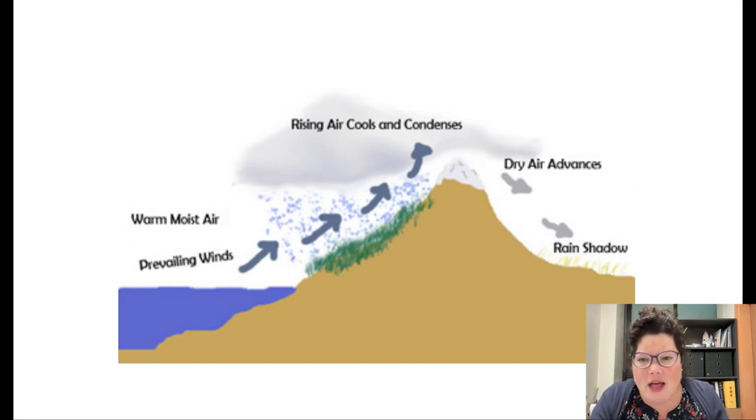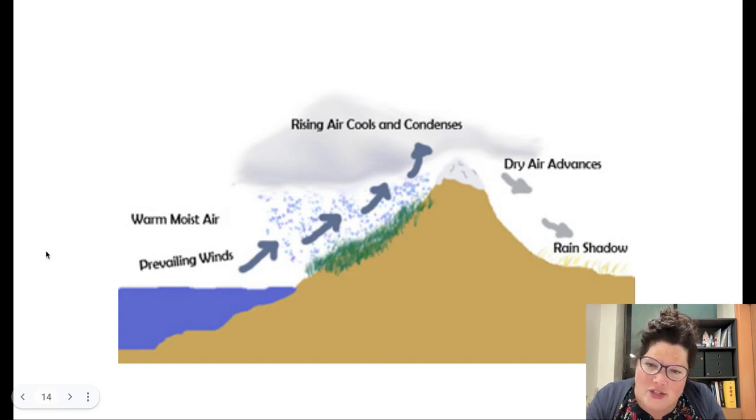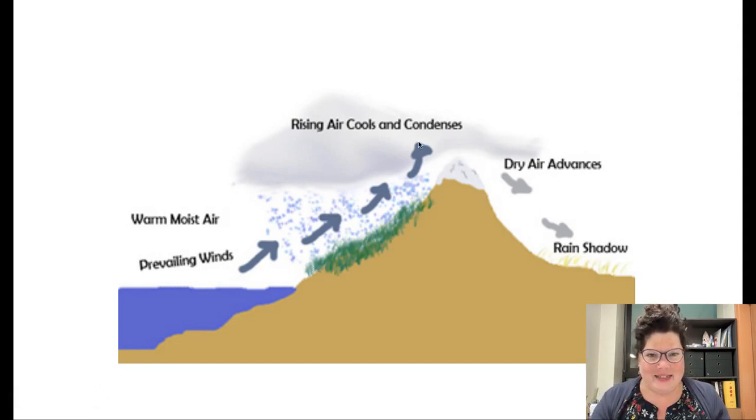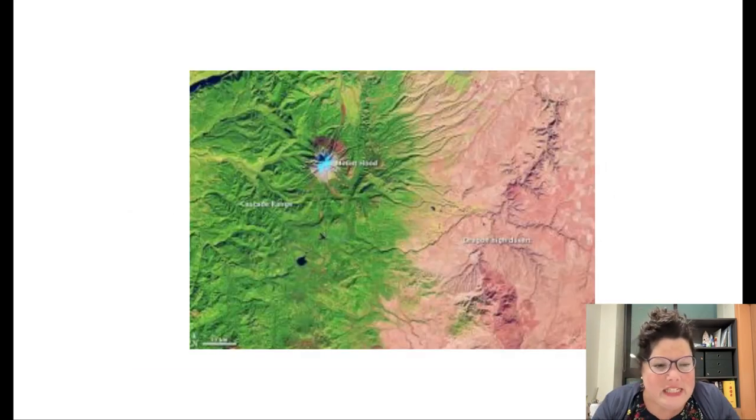Here's a great example of it. So here's our mountain, here's our coast. Our winds are going to drive this warm, moist air, and it's going to rise up the mountain and condense, causing rain, rain, rain, rain, rain. But then when these clouds move to the other side, there's no water vapor left. So the dry air is going to cause this rain shadow. It's going to be very low in moisture, more like a desert or a tundra on the other side, not a lot of rain.